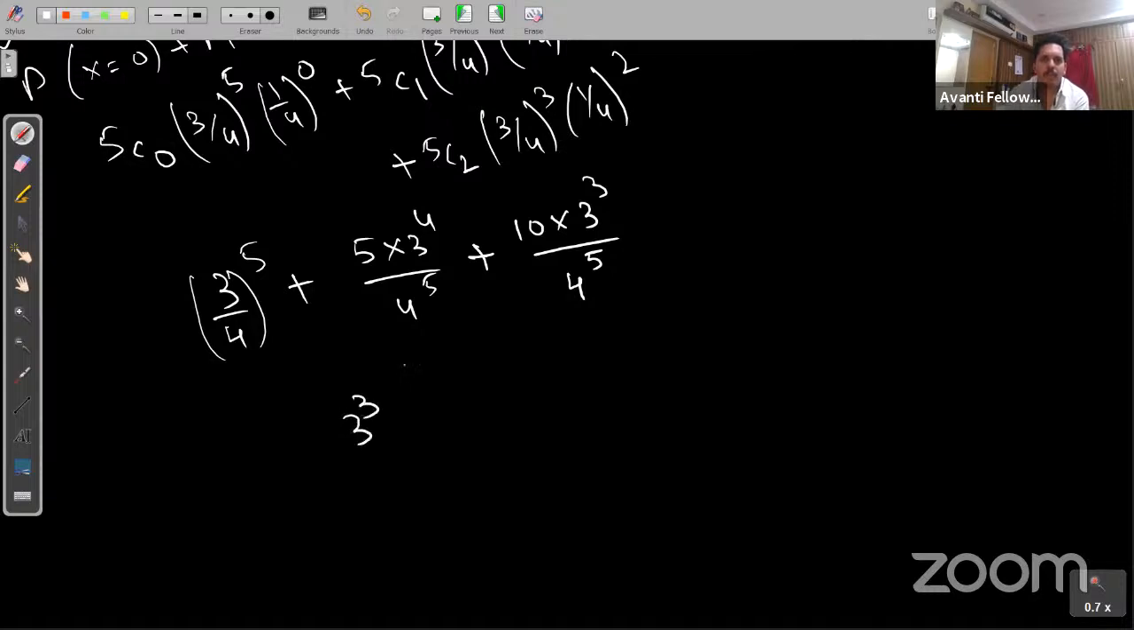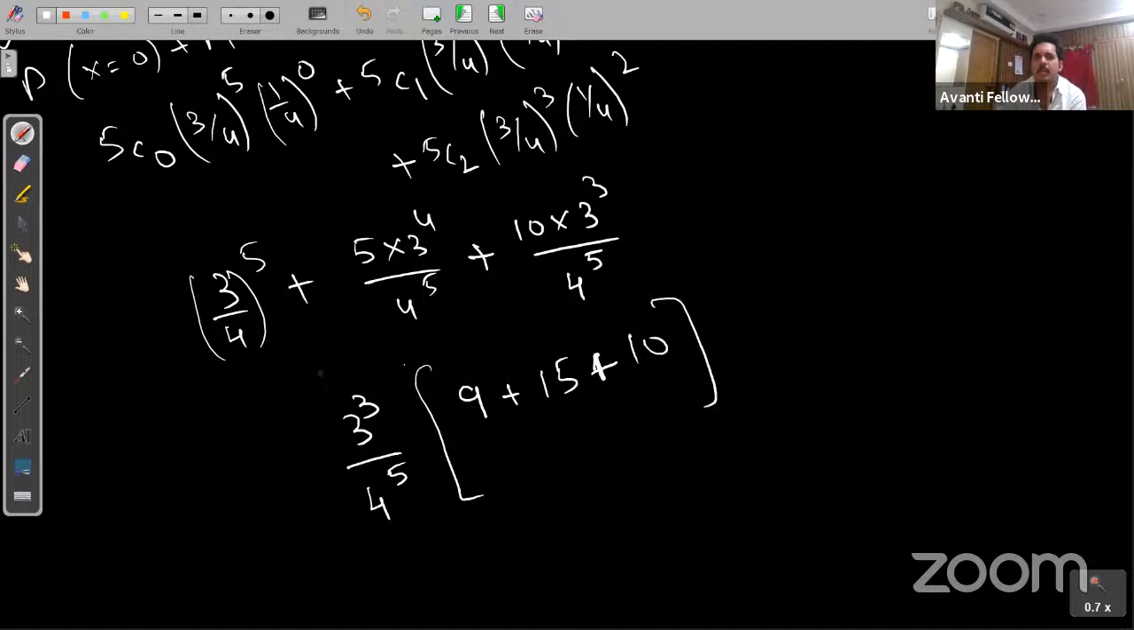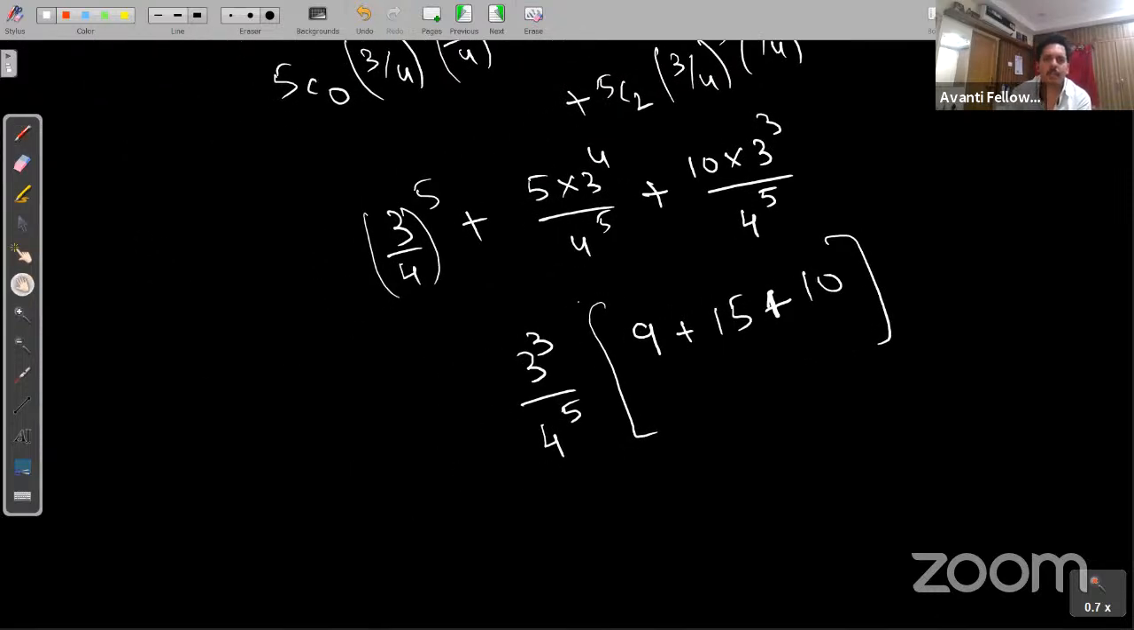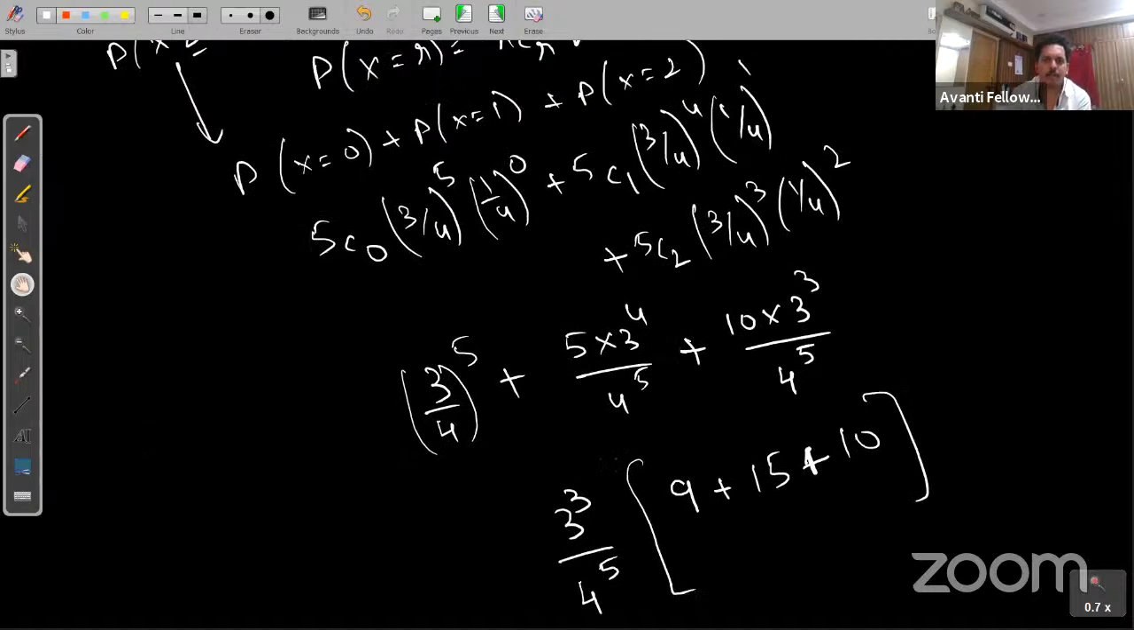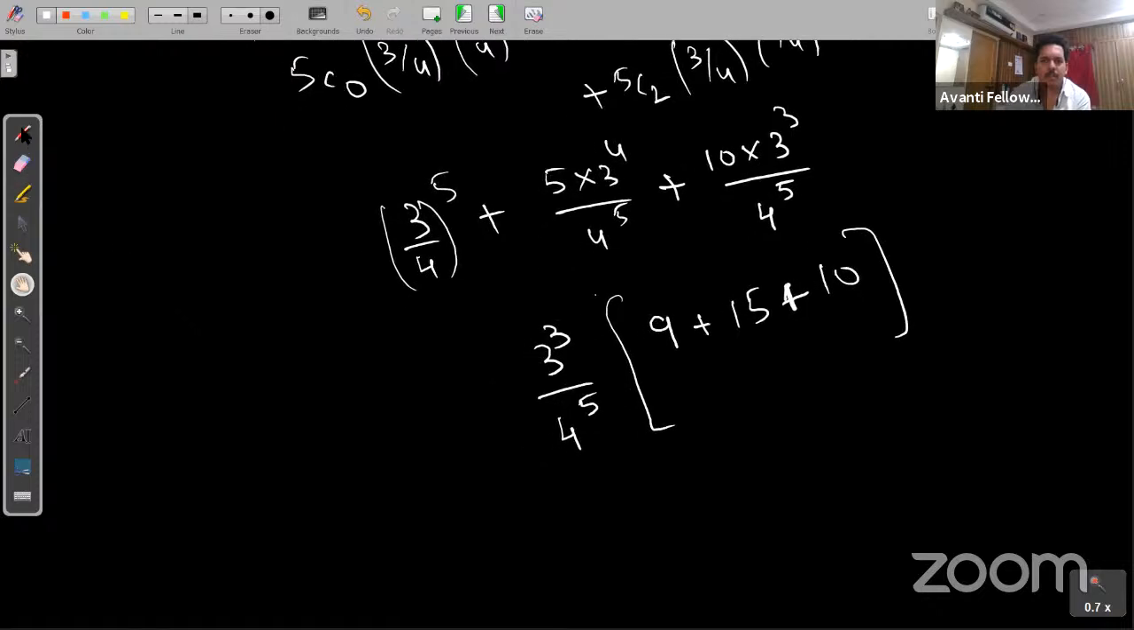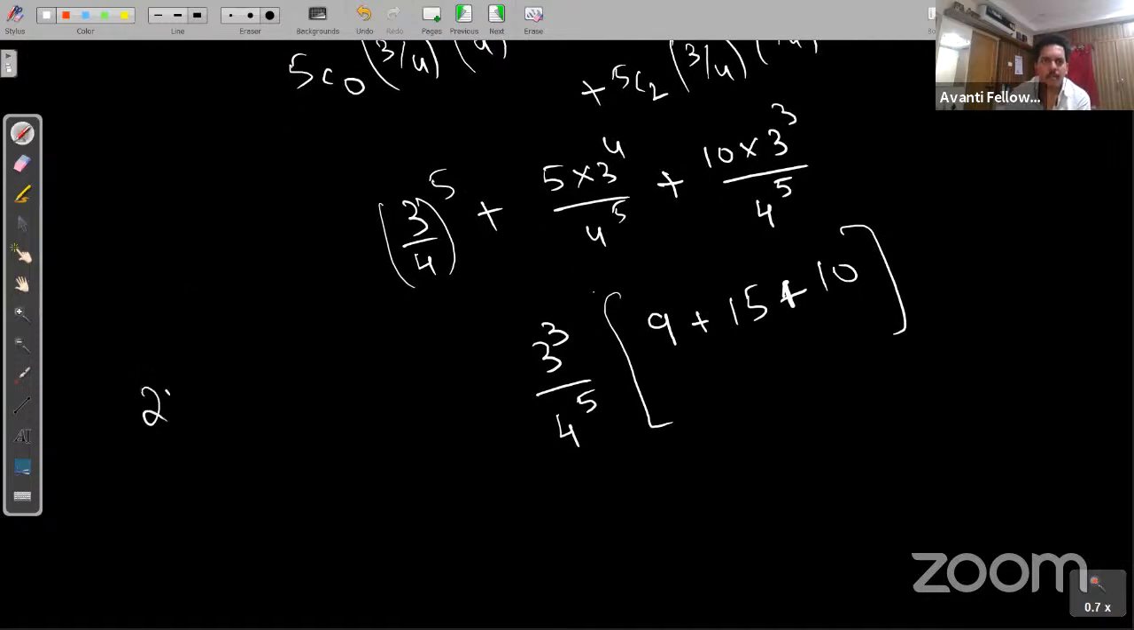If I take 3 cube by 4 power 5 as common, we are left with 3 times 3 are 9, plus 5 times 3 are 15, plus 10. So how much are we left with here? It is 34. So it is 27 by 4 power 5 into how much? 25 and 34. Any mistake we have done here?